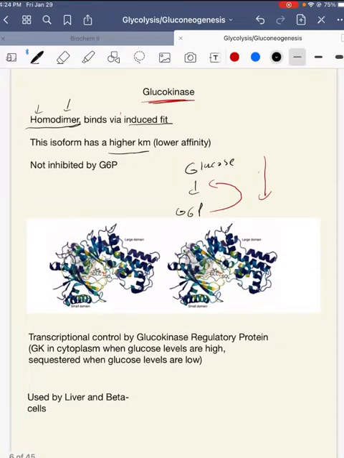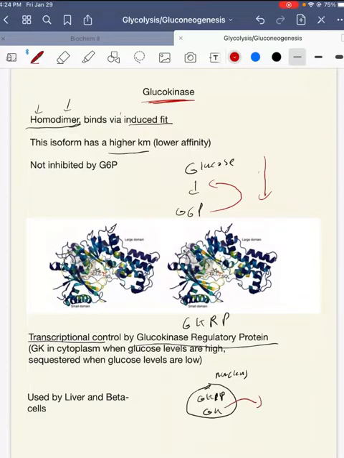Another way that the liver can regulate glucose levels is transcriptionally, by a protein called glucokinase regulatory protein, GKRP, that's how it's abbreviated. Here we have the nucleus, and GKRP is over here, and glucokinase is right there. If we have high blood glucose levels, GKRP acts on glucokinase and sends it into the cytoplasm. That way it can start running glycolysis.